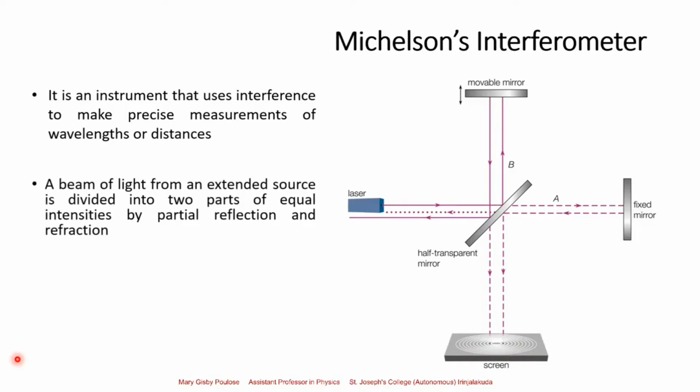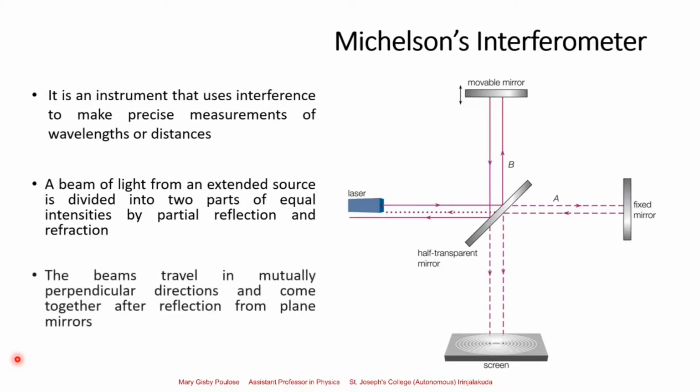A beam of light from an extended source is divided into two parts of equal intensities by partial reflection and refraction. The beams travel in mutually perpendicular directions and come together after reflection from the plane mirrors.